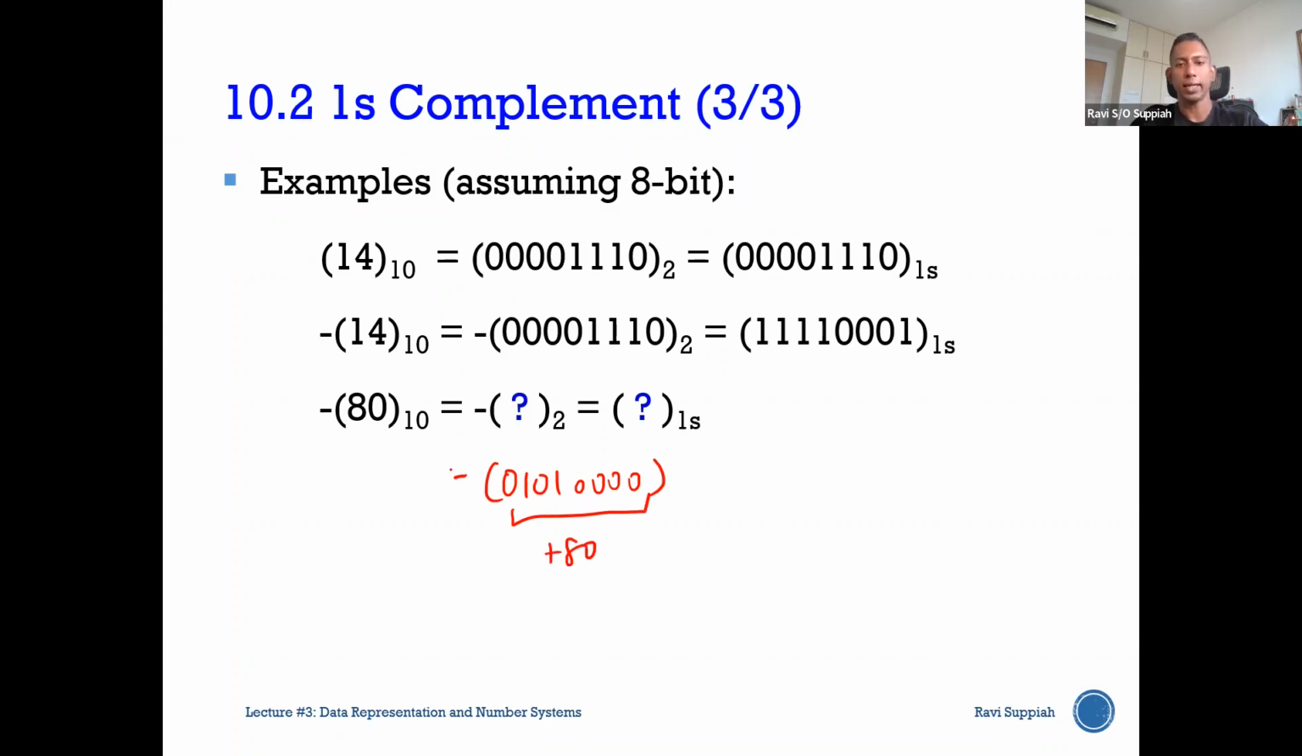But what I want is negative 80. So in terms of ones complement, all I need to do is flip all the bits. So it will become 1010 1111. So that is now negative 80. Again, we need to make sure we look at the most significant bit to know whether it's a positive or a negative number.